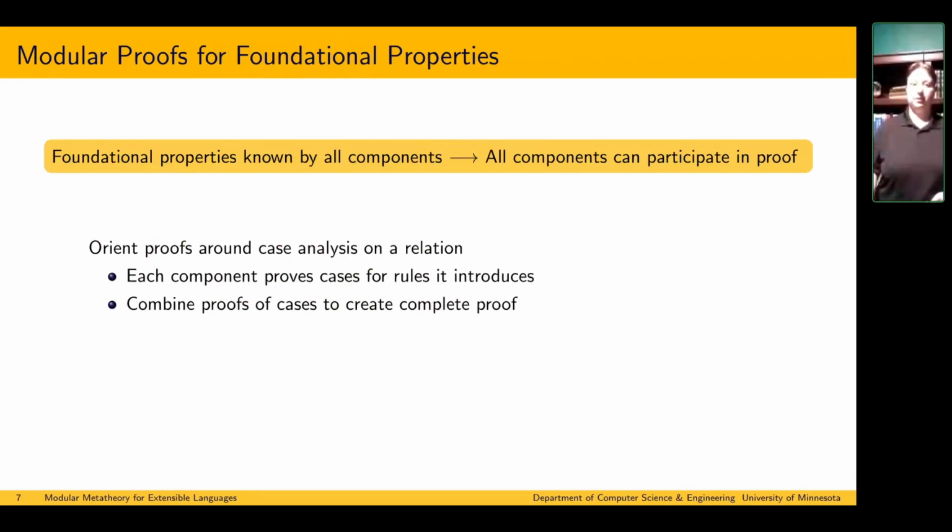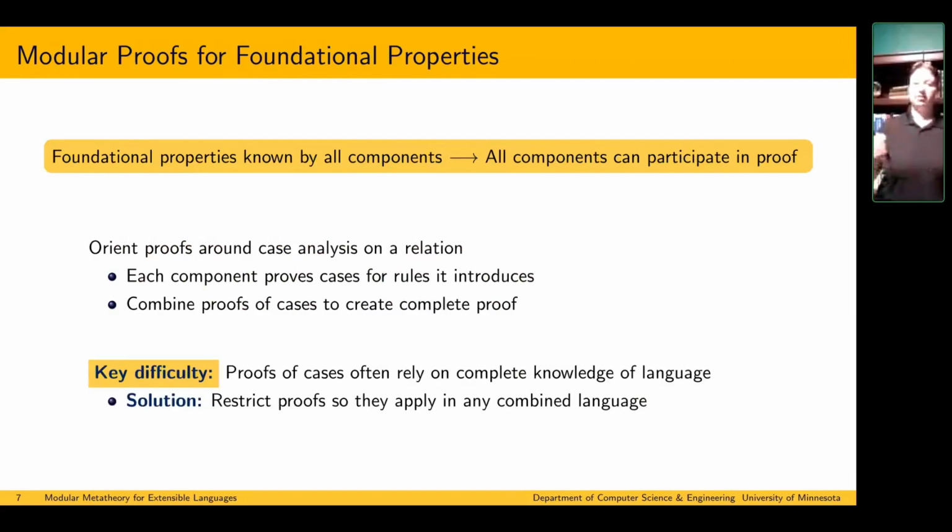So we can orient our proof around case analysis on a relation. Then we get cases for each rule, and each component can prove the cases for the rules that it introduces. Then to create a full proof, we can take all these cases that are relevant and put them together to get our proof. The difficulty here is that these proofs often rely on having a complete knowledge of the language due to using case analysis. So the solution is to restrict the proofs so that they apply in any combined language in addition to the single component in which they're written.